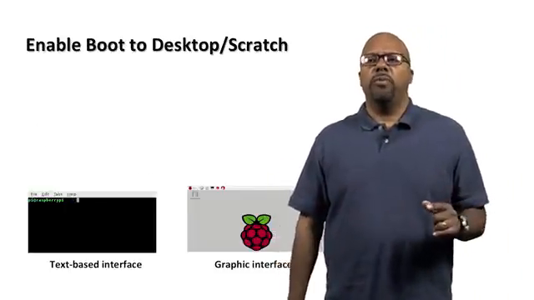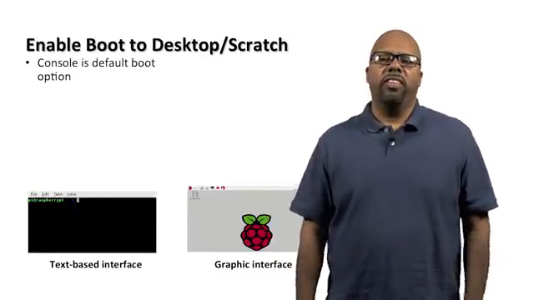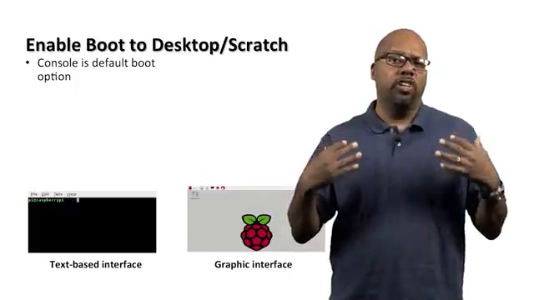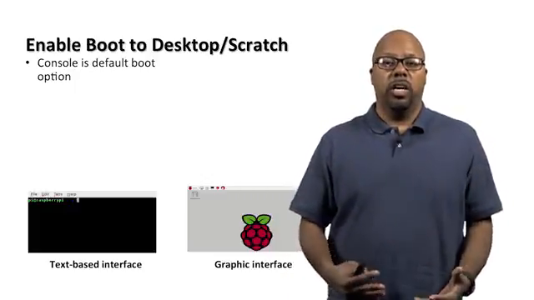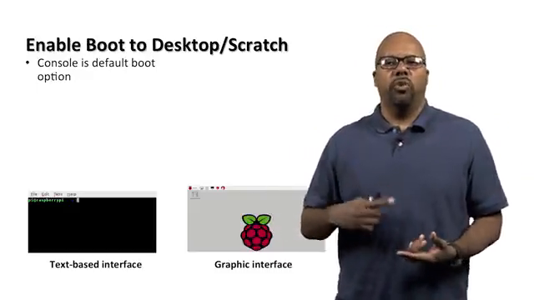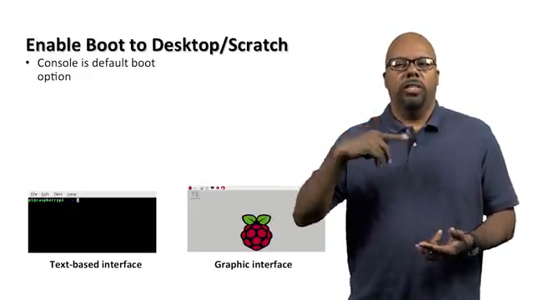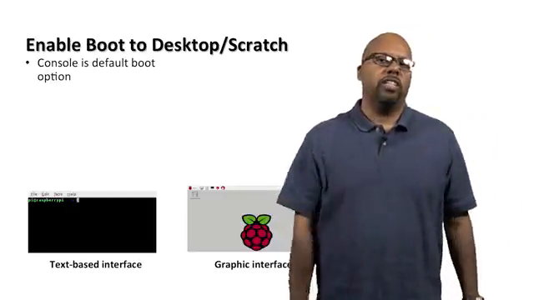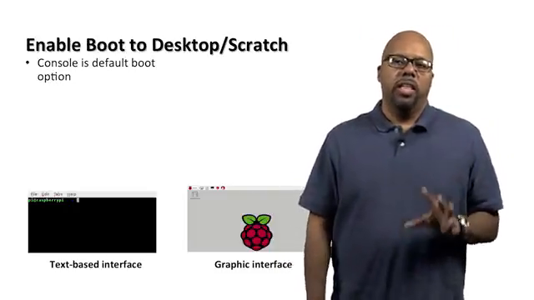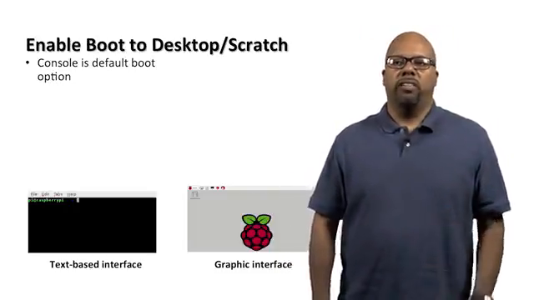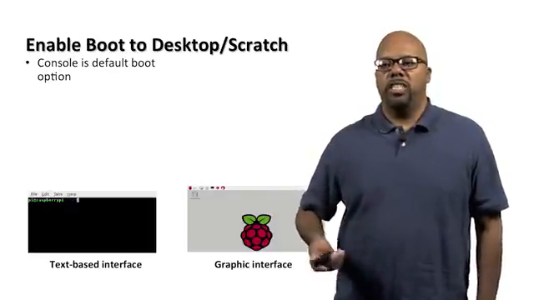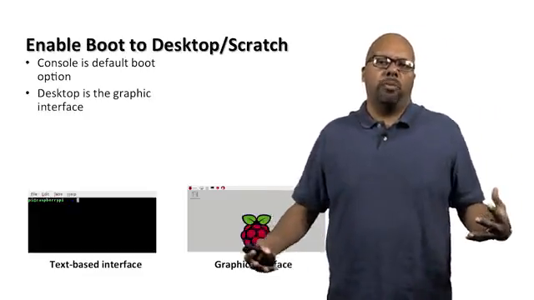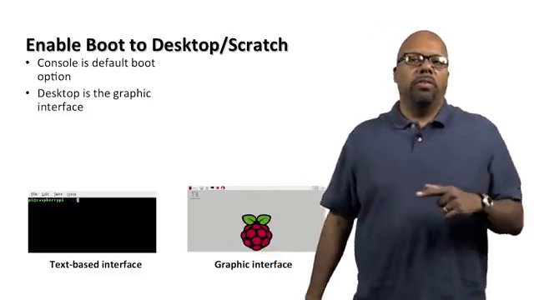The next item is Enable Boot to Desktop/Scratch. This determines what type of interface you get for the operating system at boot time. There are three options they give you: console, desktop, and Scratch. Console is what you see at the bottom left, just the straight text-based interface that we've seen before, purely text-based. The next option is desktop. Desktop is the graphic interface that you see bottom right, and that's what you would be used to with your standard operating systems. I probably recommend that one.